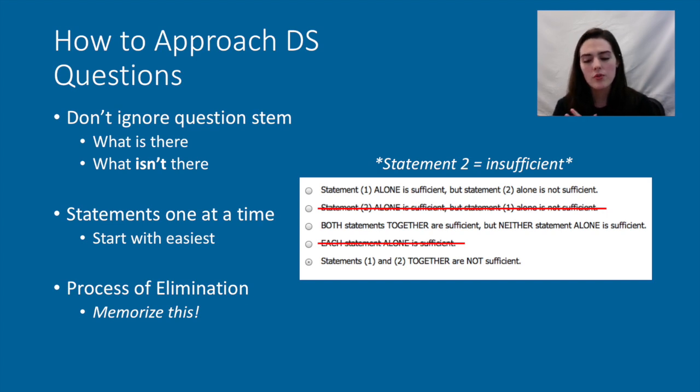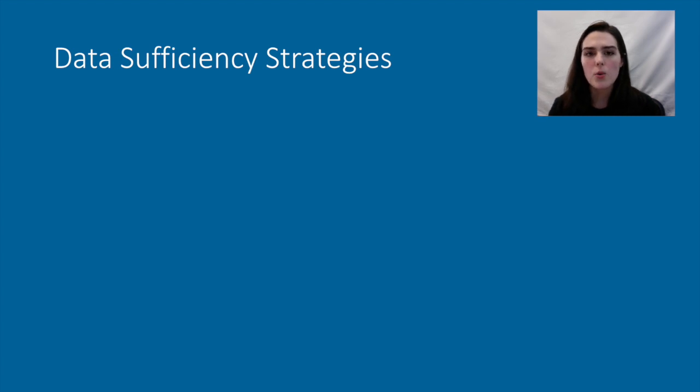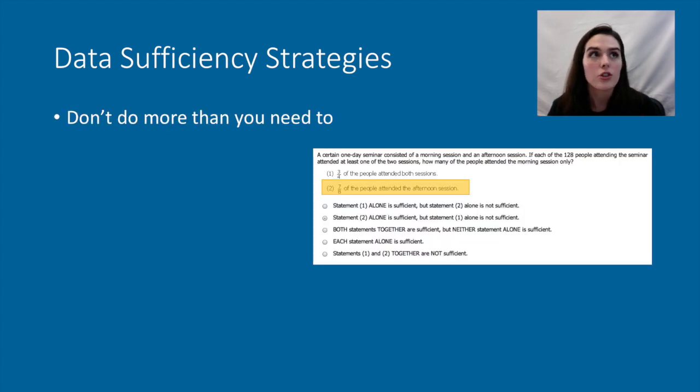All right, so we've walked through how we approach these problems in general, but what more specific strategies can we use? So we're going to cover 4 of the most important strategies that we can use on data sufficiency. So the first strategy is actually kind of more of a mantra, and this is something to think about as you're going through your practice problems and as you're sitting down on test day, and that's don't do more than you need to.